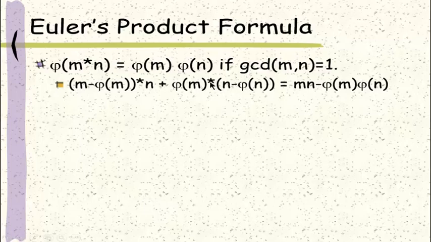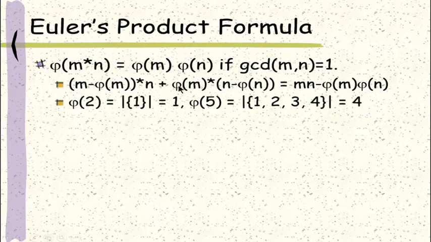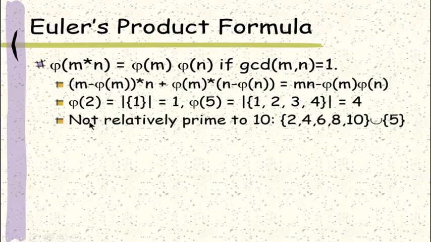To see a concrete example, we consider phi of 10. So phi of 2, which is one number, 1 here. Phi of 5, which is 4, contains the numbers 1, 2, 3, and 4. So for the numbers that are not relatively prime to 10, from the first term, we have 1 here, and this one can be multiplied by all the numbers between 1 and 5.